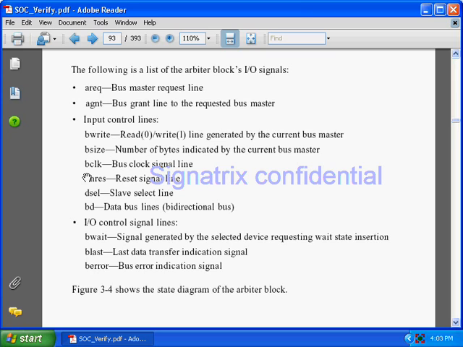Then you have B clock, the bus clock signal line. This is the active low reset line. D select is the slave select line. You can say you have multiple slaves, so which slave you need to select at what time, D select will tell. At this time you select this slave; this master wants to communicate with the first slave or the second slave, D select will tell that. BD is a bidirectional data bus.